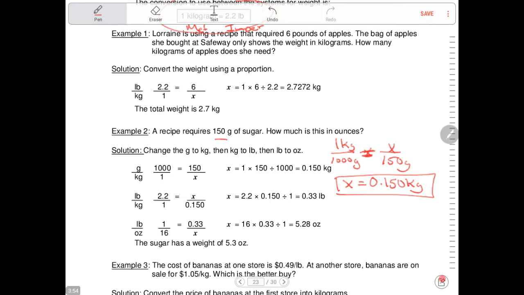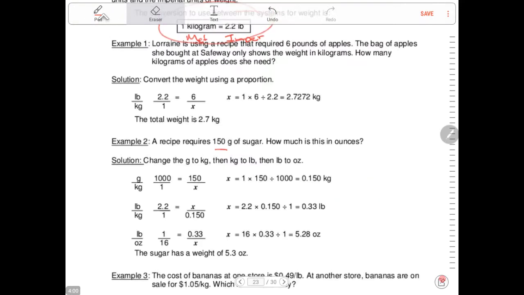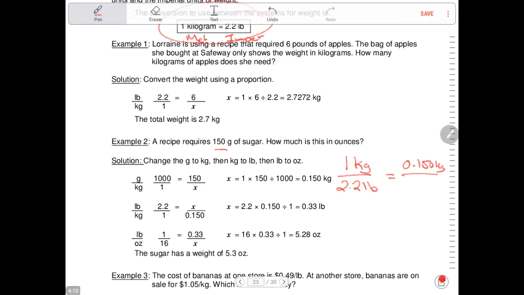Once you have kilograms, you need to get into pounds. Can we do that? Sure we can. We know that 1 kilogram is 2.2 pounds. Well, let's use that 0.150 kilograms we just found and put an X there. That's going to give me an X value of 0.33 pounds. Great. Is that the final answer? No, we had to change that now into ounces.